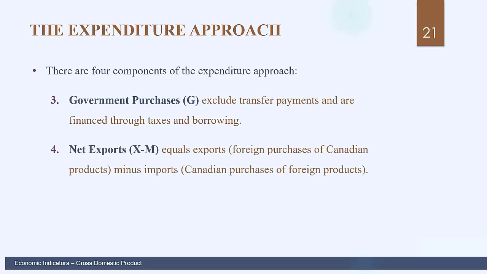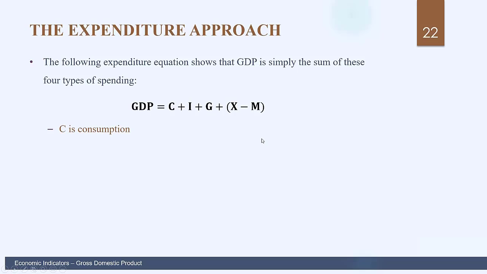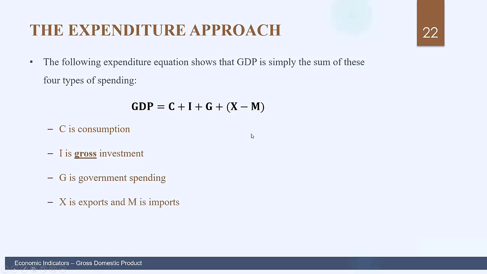The next component is net exports. This is the last component, and here we're going to take exports and then subtract from exports imports. So if this is positive, that means that we have sold more to the rest of the world than we bought from the rest of the world. And if it's negative, it would be the other way around. The following equation shows that GDP is just simply the sum of these 4 components. So again, C is consumption, I is gross investment, G is government spending, X stands for exports, M stands for imports, and when we take exports and subtract off imports, we have net exports.